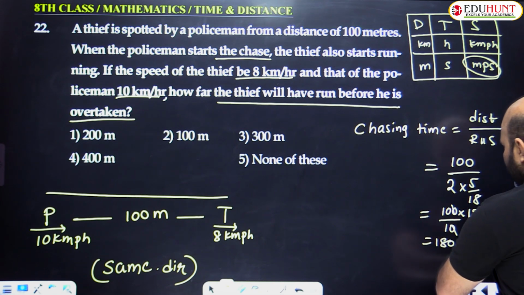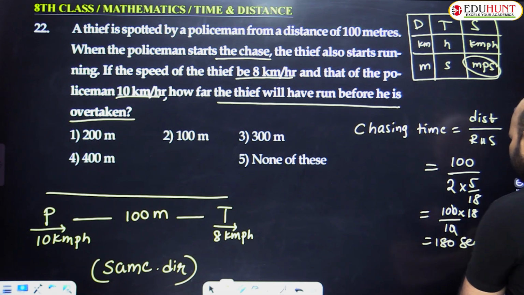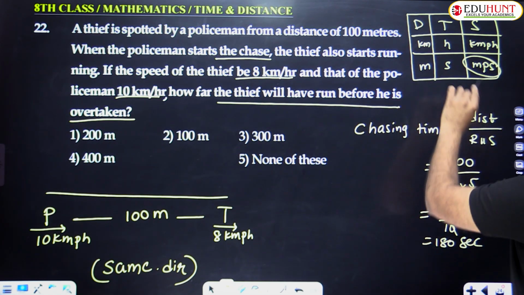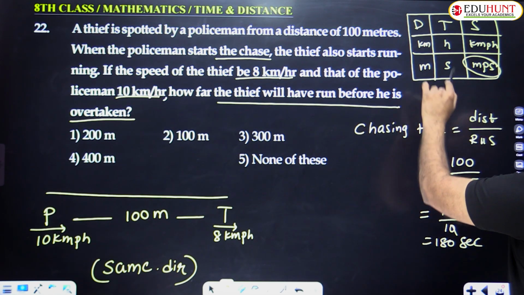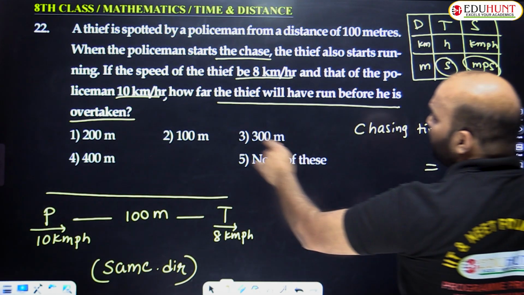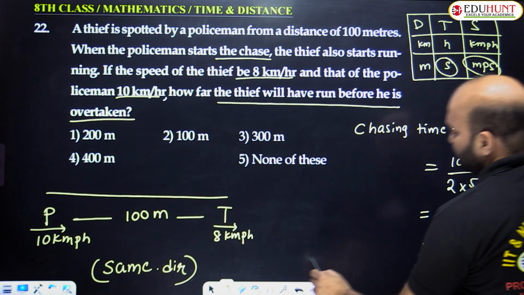So changing time, this is 180 seconds. Finally what are you getting? Time in seconds, because distance is already given in meters and speed is already converted into meters per second. But the question I am asking: before he is overtaken, how much distance does the thief cover?